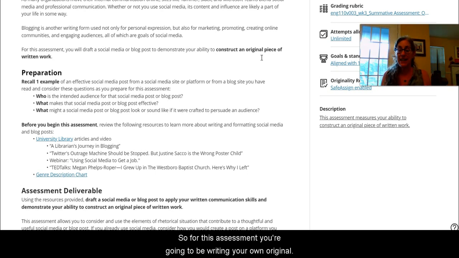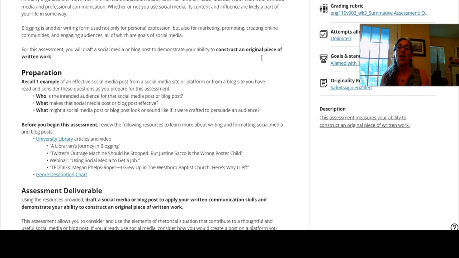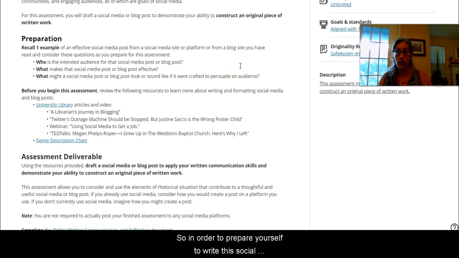So for this assessment, you're going to be writing your own original text on a topic you choose that could be uploaded or posted on social media, though you're not going to be doing that. But you're going to be writing it as if you were going to be posting it on social media. So in order to prepare yourself to write this social media post, you're going to be going back to the discussion that we've been having in this week in week 3, and you're going to be thinking about and answering the rhetorical questions. Who is the audience that you are intending this for?